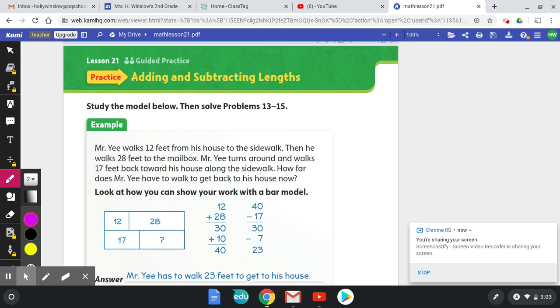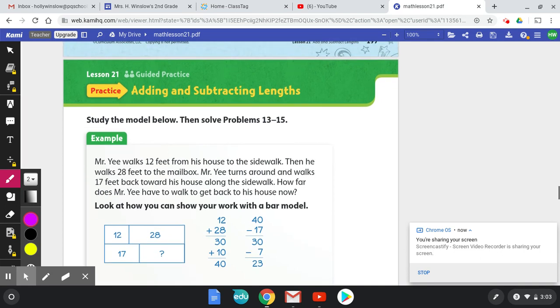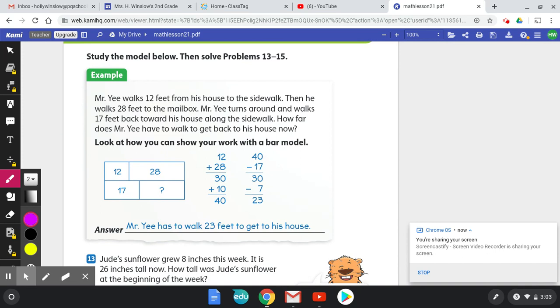Hey guys, yesterday we were talking more about adding and subtracting lengths, and we were doing two-step word problems with that. And that was pages 196 and 197. So today we're going to be going over 198 and 199 out of your packet. And this is about adding and subtracting lengths as well. So it says study the model below and then solve problems 13 through 15.